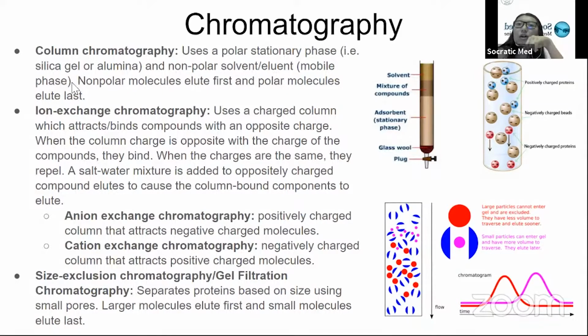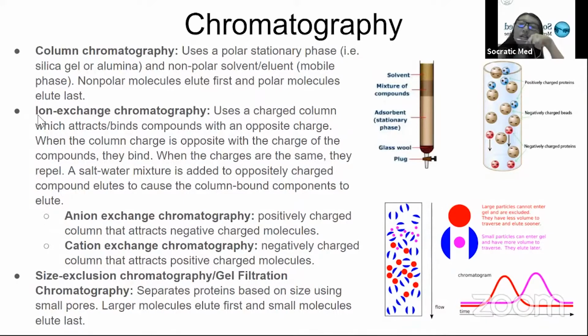And so in column chromatography, I have kind of a visual on here, the nonpolar molecules tend to elute first, and polar molecules usually elute last when they go through this column, because the polar molecules tend to react with the stationary phase, and that causes more of the polar molecules to stick. And so that's why nonpolar is usually the first one that comes out.